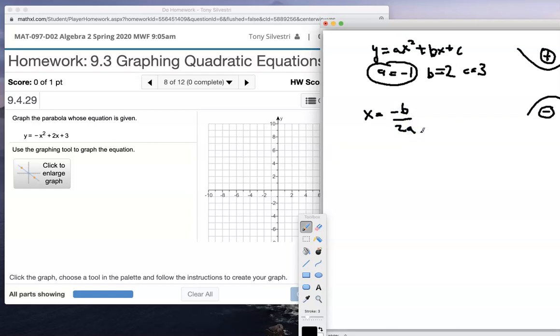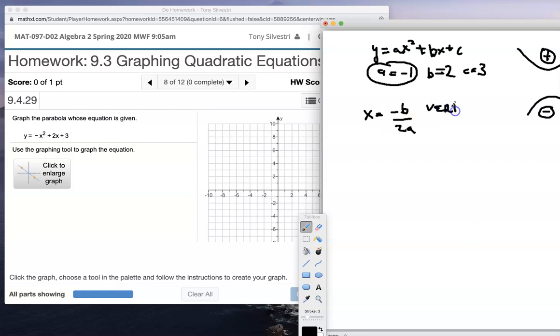Negative b over 2a. It's sort of like that quadratic equation. Remember the quadratic equation? I said negative b plus or minus the square root of b squared minus 4ac all over 2a. Forget the square root. This part here, negative b over 2a, tells you where on the graph x, the vertex, is located. This is called the vertex.